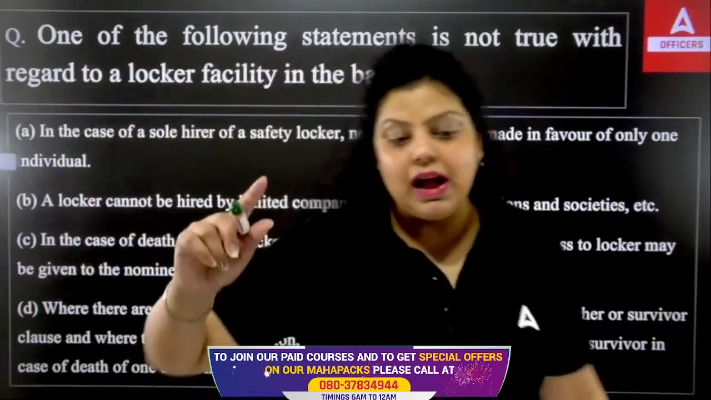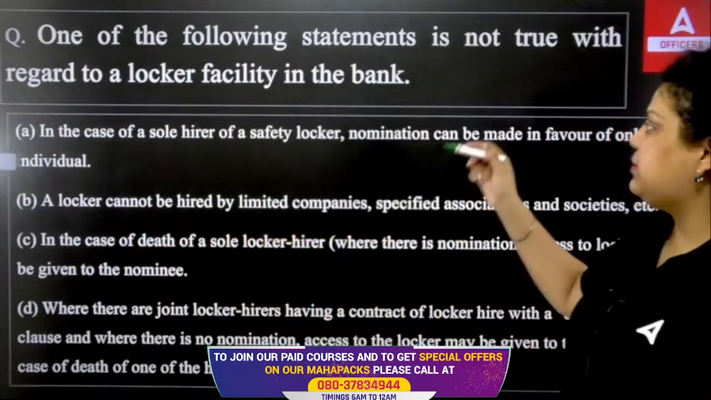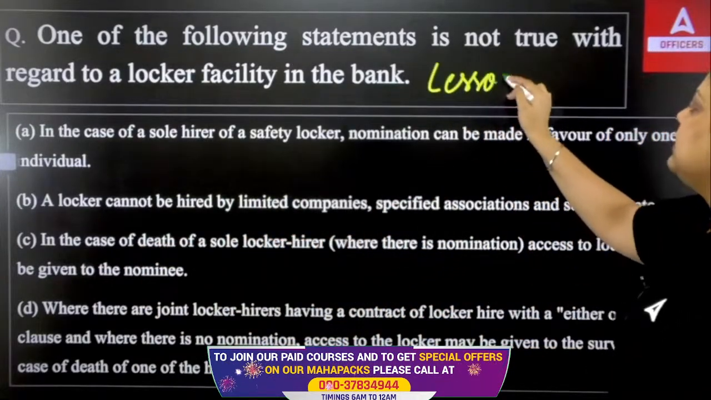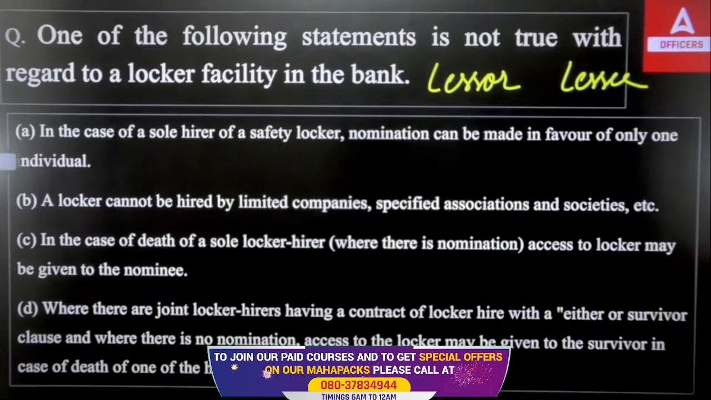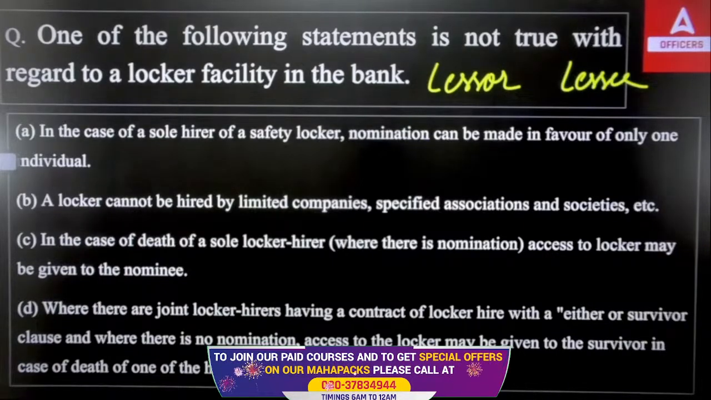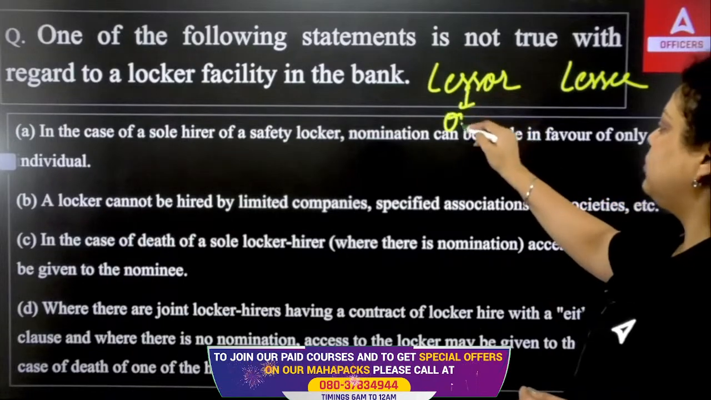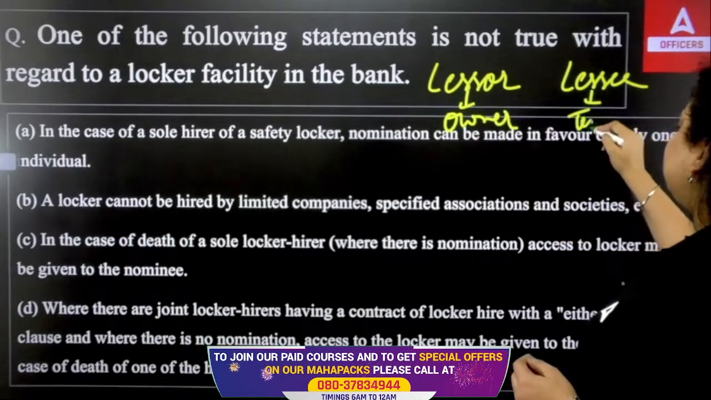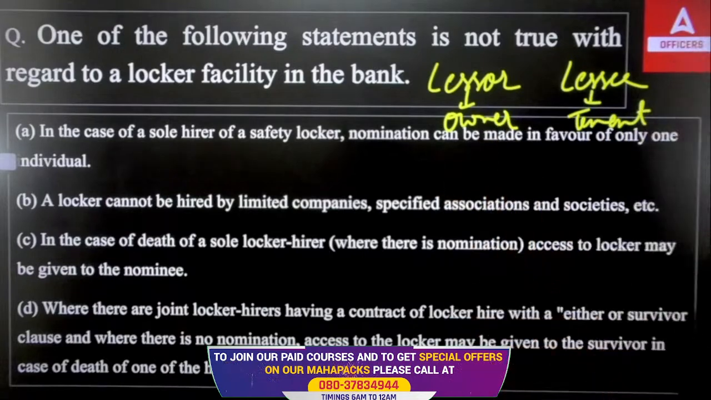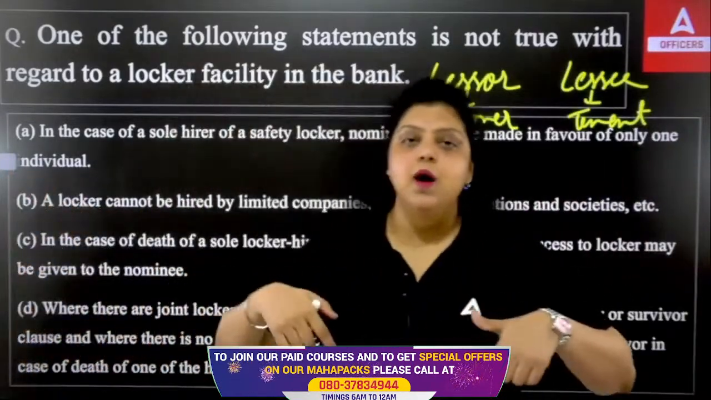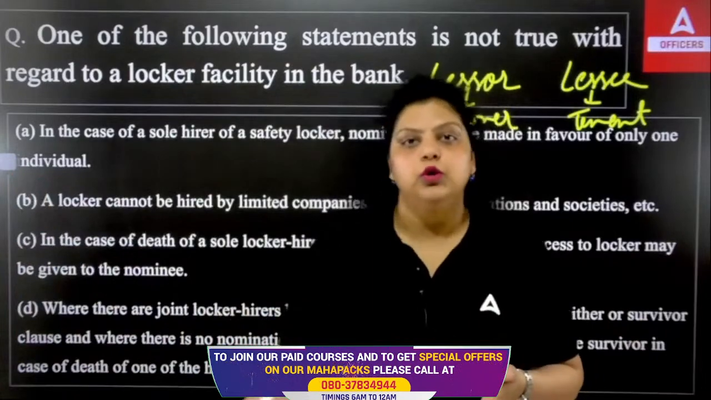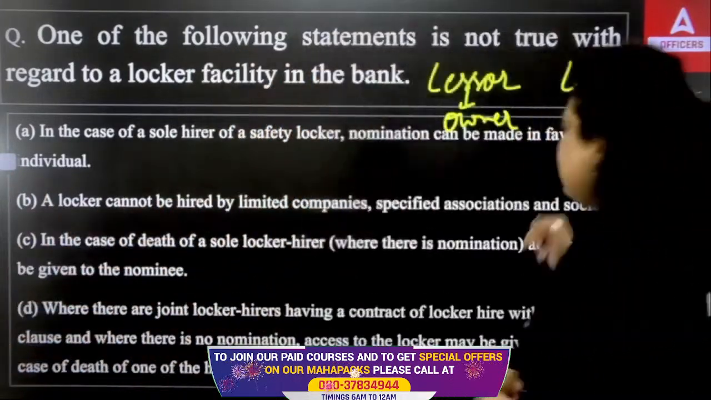If the bank is providing a locker facility to the customer, it means the bank and customer have a lessor and lessee relationship. Lessor means the owner, and lessee means the tenant, the person who is taking something on rent. When you are taking a locker facility from the bank, you are taking a certain area of the bank, an asset of the bank, to use for your purpose. So you will be a lessee and the bank will be a lessor.